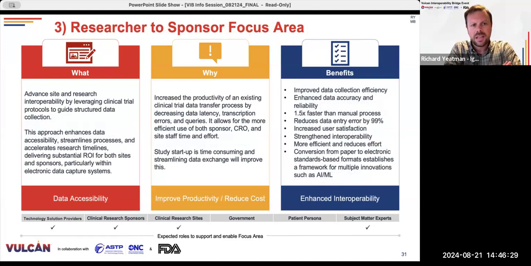I'm here to present a use case which is a collaboration between Ignite Data and Memorial Sloan Kettering Cancer Center. We are focused on moving data from hospital sites through to sponsors when they are running clinical trials. I'll start with the why. Why is this so important? It's a huge pain point when we're running clinical trials.